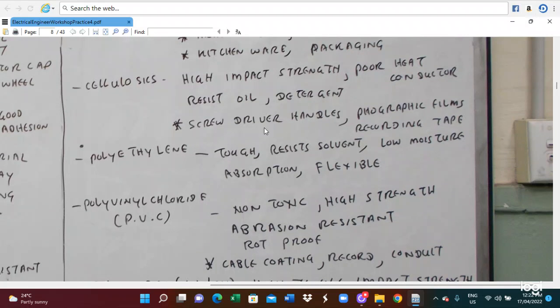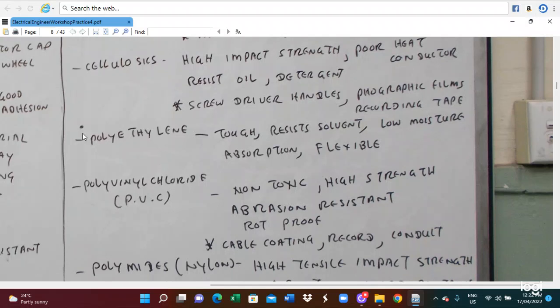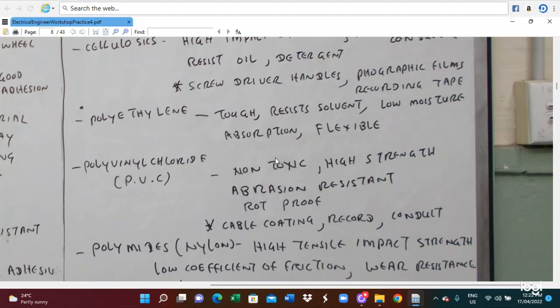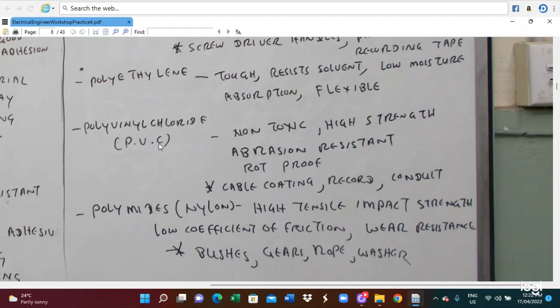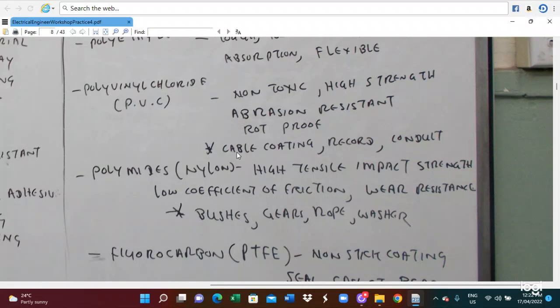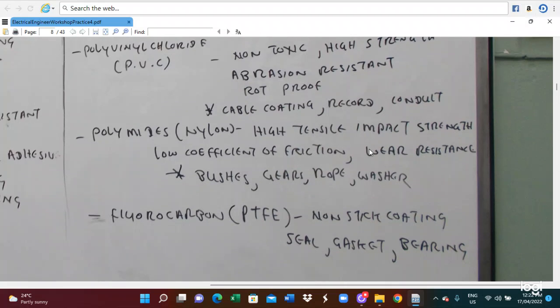We use it for screwdriver handles, photographic film, and recording tape. Polyethylenes are resistant to solvents, have low moisture absorption, and are flexible. Polyvinyl chloride, PVC, is non-toxic with high strength, and is resistant to adhesives and fireproof. We use it for cable coating, records, and conduit.